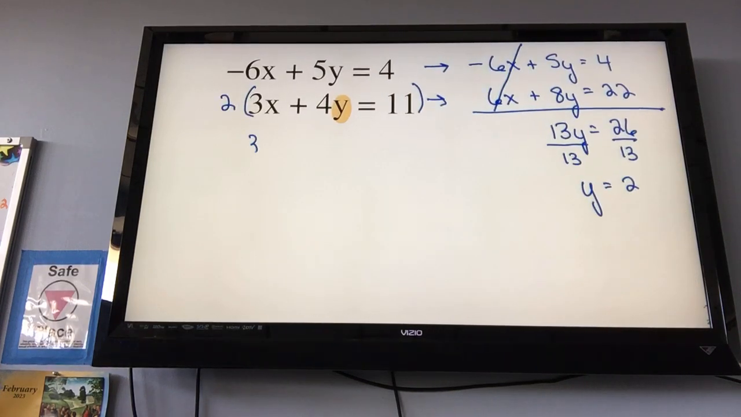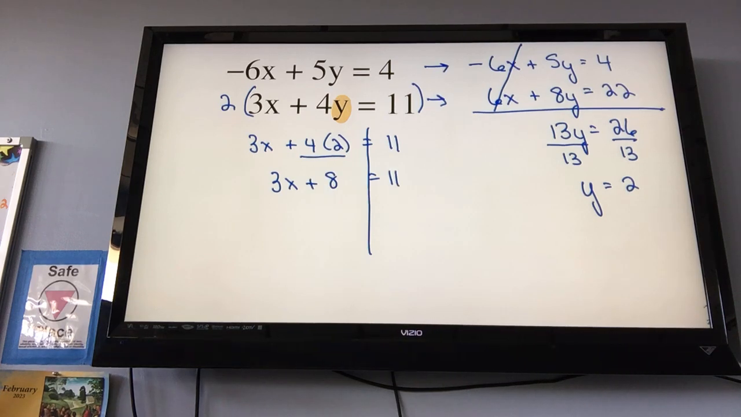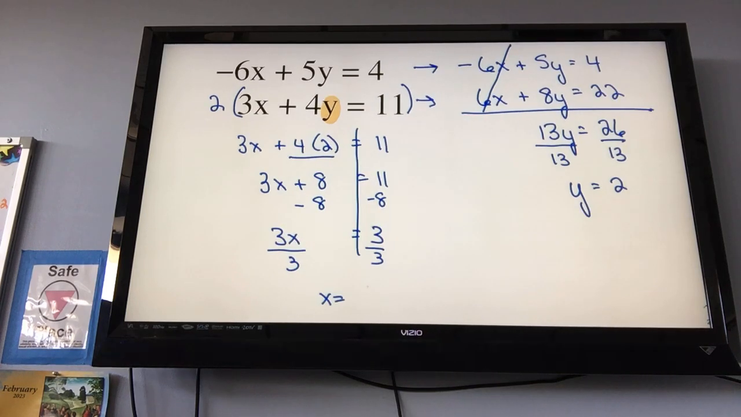So I'm gonna have 3x plus 4 times 2 equals 11. Multiply that together: 3x plus 8 equals 11. Subtract your 8. 3x equals 3. And divide by 3, x equals 1.